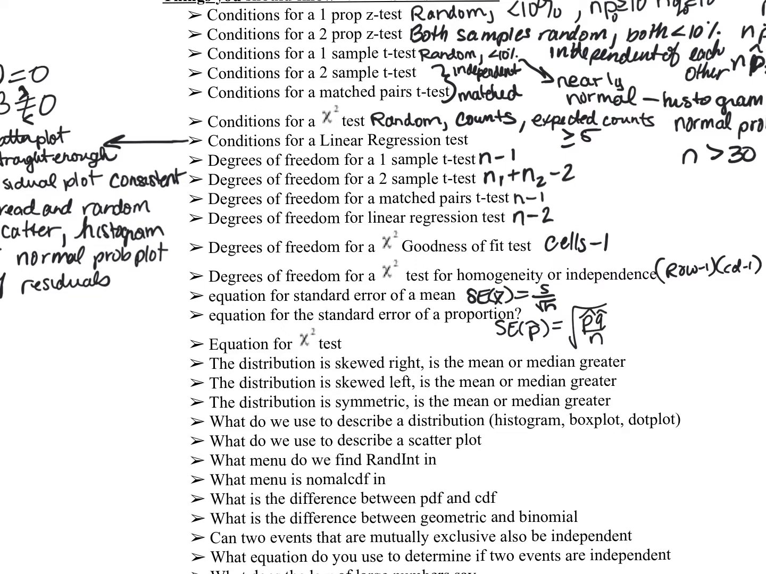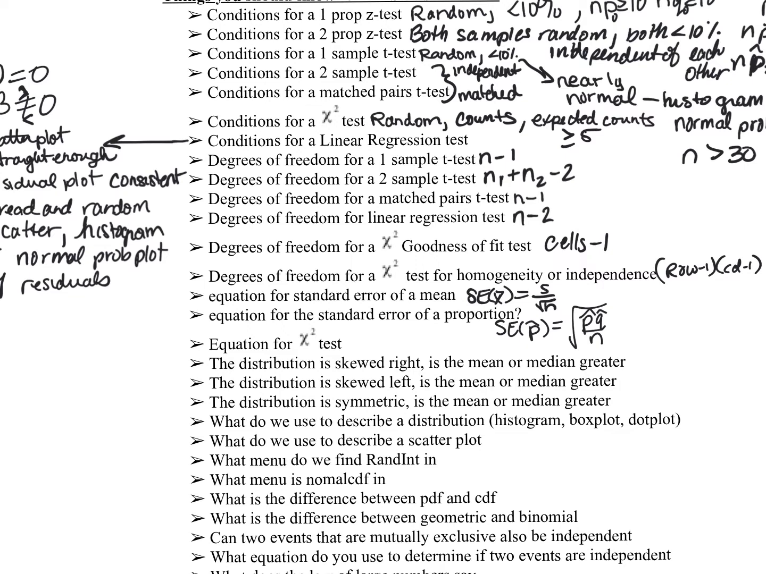Square root of p hat, q hat over n. I thought that was standard deviation. Yep, that's on your sheet. If I can just remember which each value is. They are on the sheet. These ones are on the sheet. The chi-square equation for the chi-square test is on the sheet.